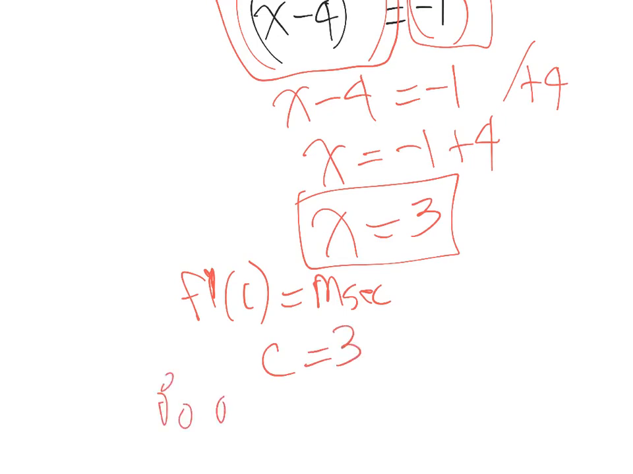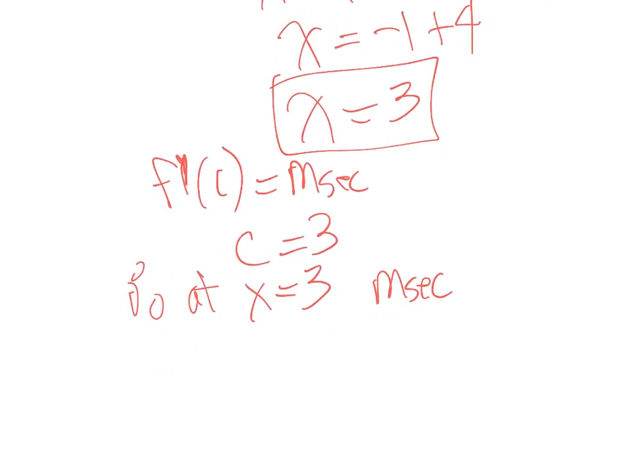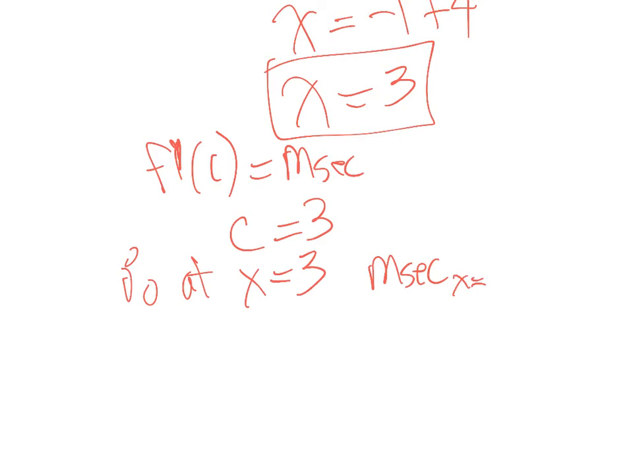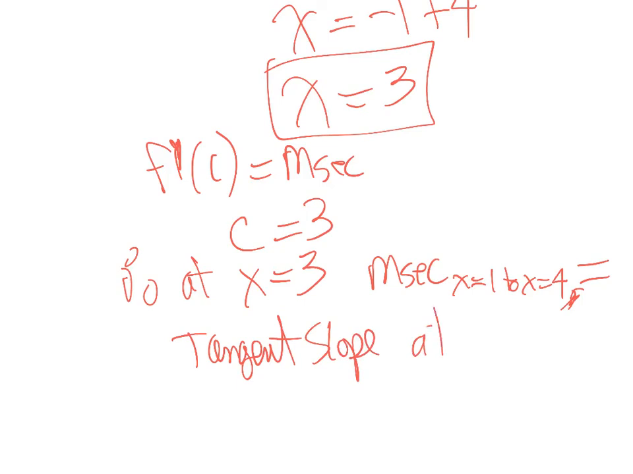Therefore, at x equals 3, the slope of the secant over the interval x equals 1 to x equals 4, that secant slope is equal to the tangent slope at x equals 3. And it satisfies the mean value theorem. Okay, average slope equals instantaneous slope.